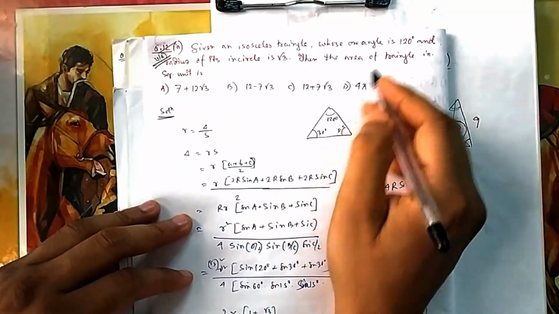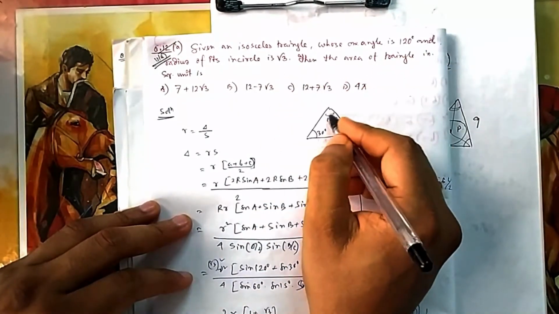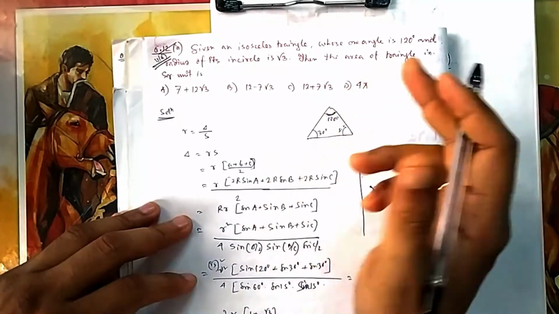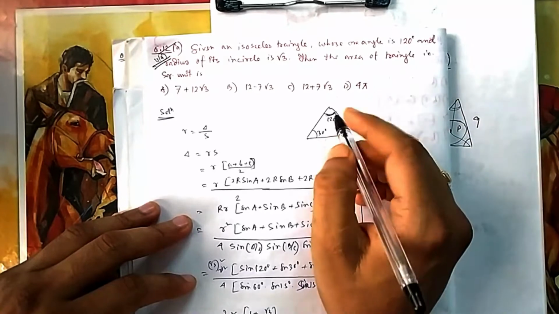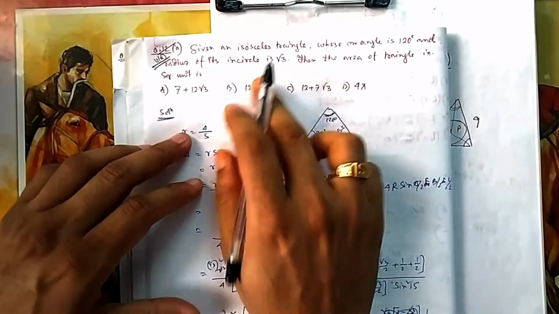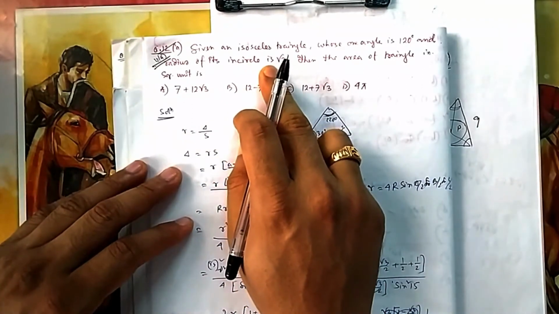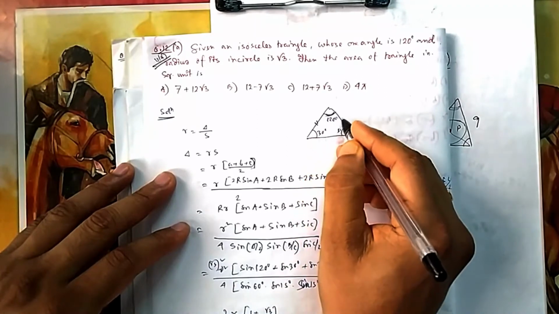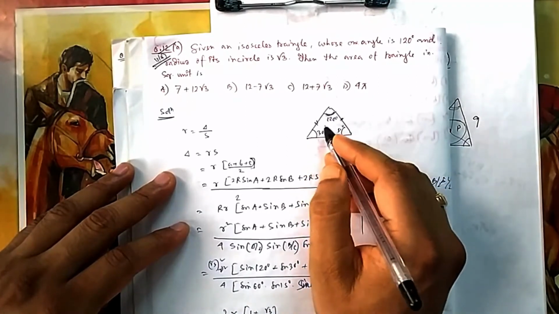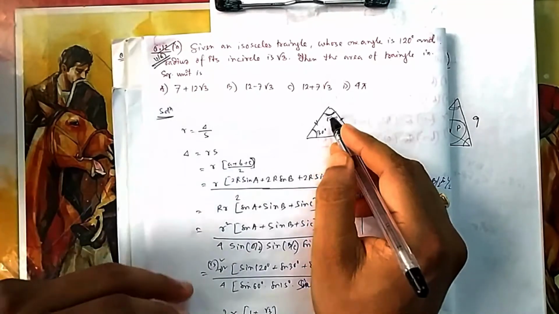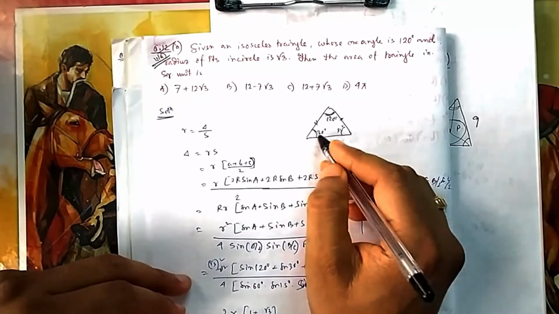Okay, so you have one angle given, 120. The 120 will be the largest angle, because only one angle can be greater than 90 in an obtuse angle triangle. Radius of the incircle, that is small r, is equal to √3. You need to find the area of the triangle, and it is also isosceles. So these two angles should be equal, because another angle cannot be 120. So this should be equal, so 30, 30 it will be.